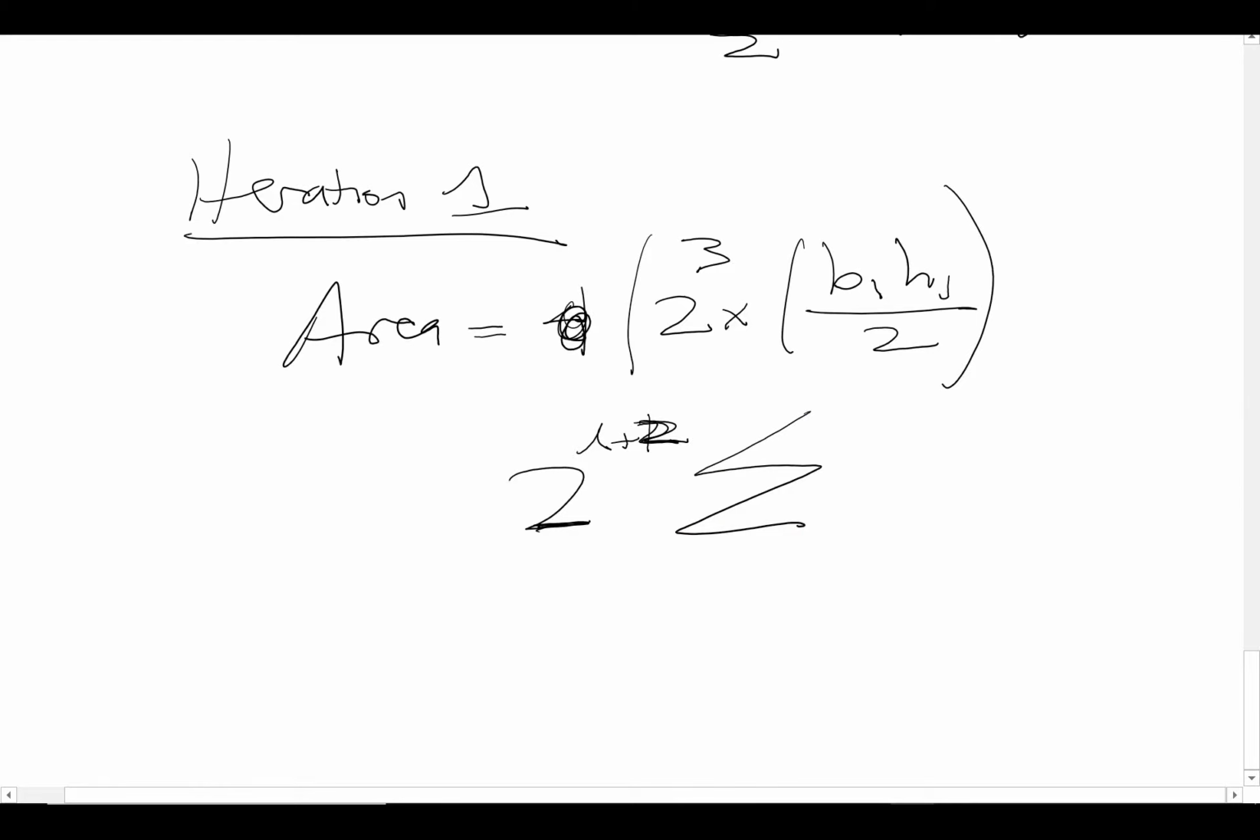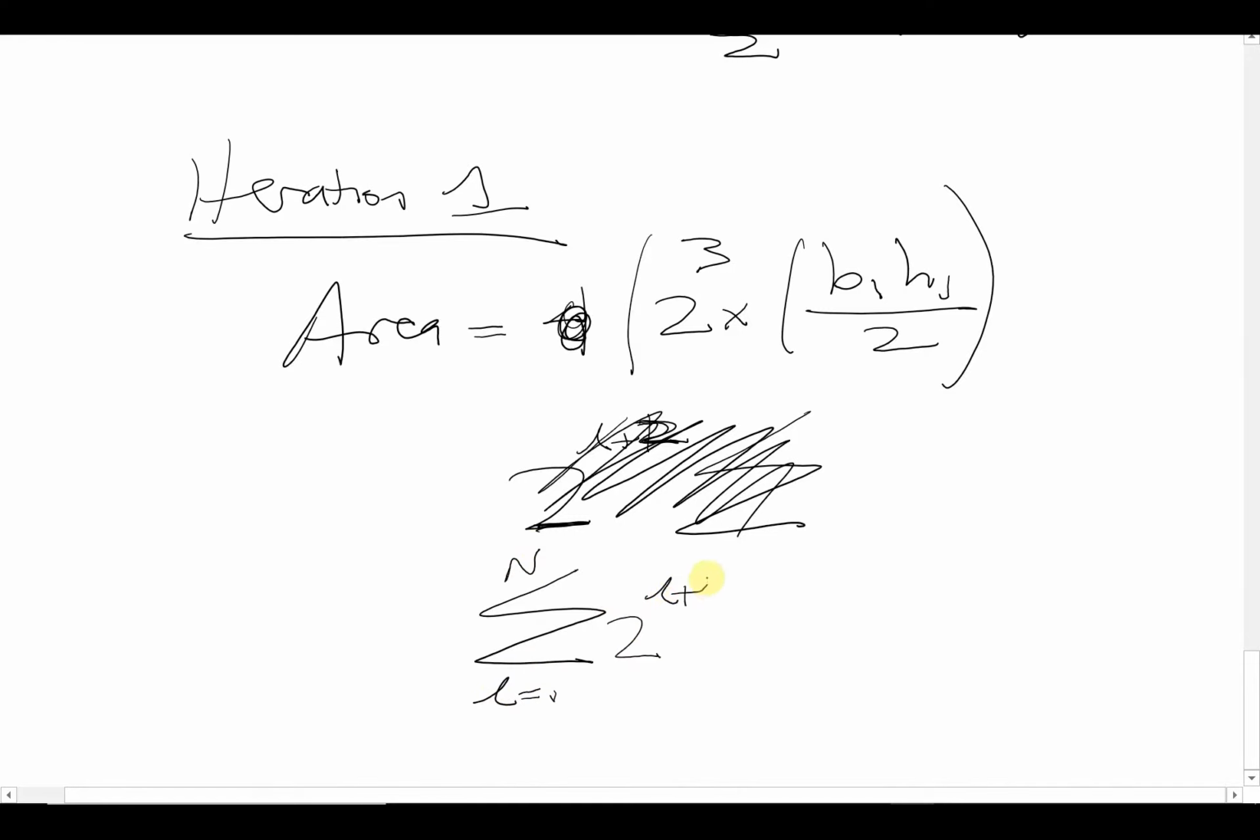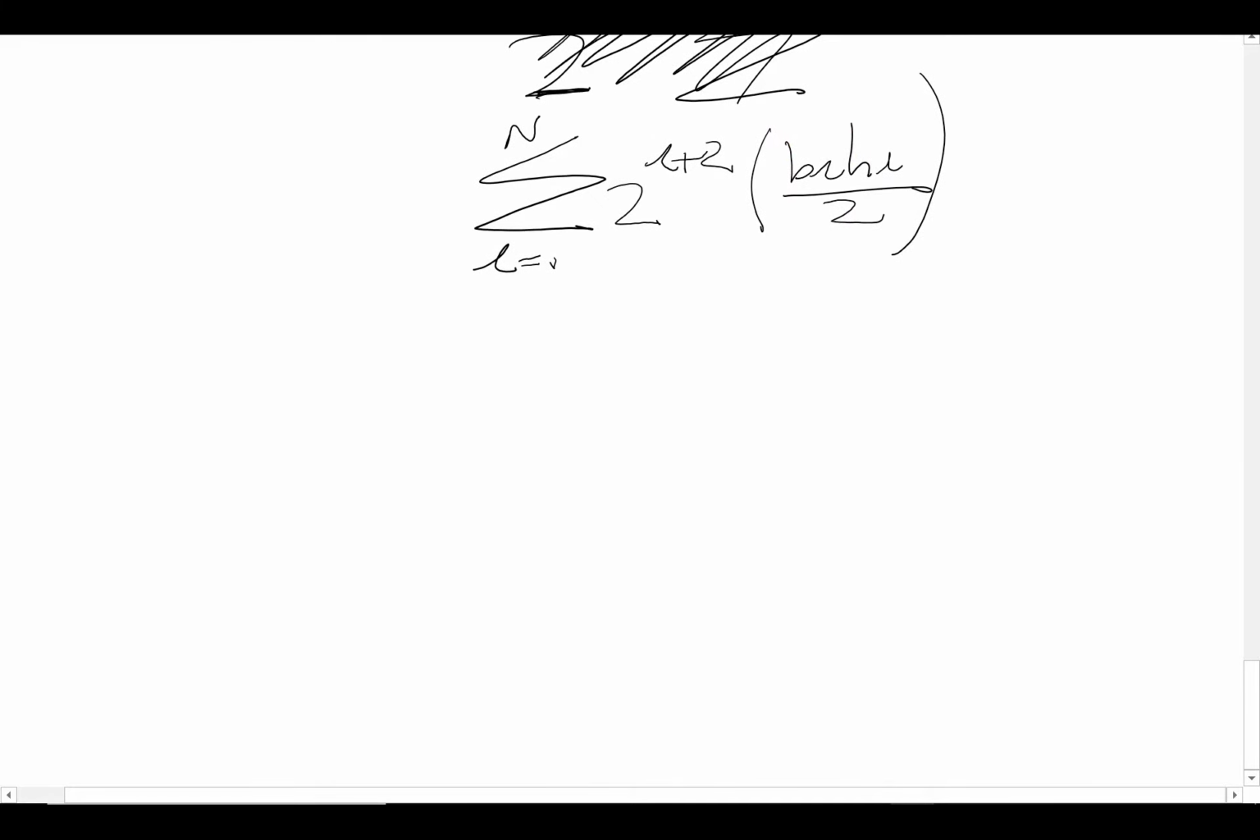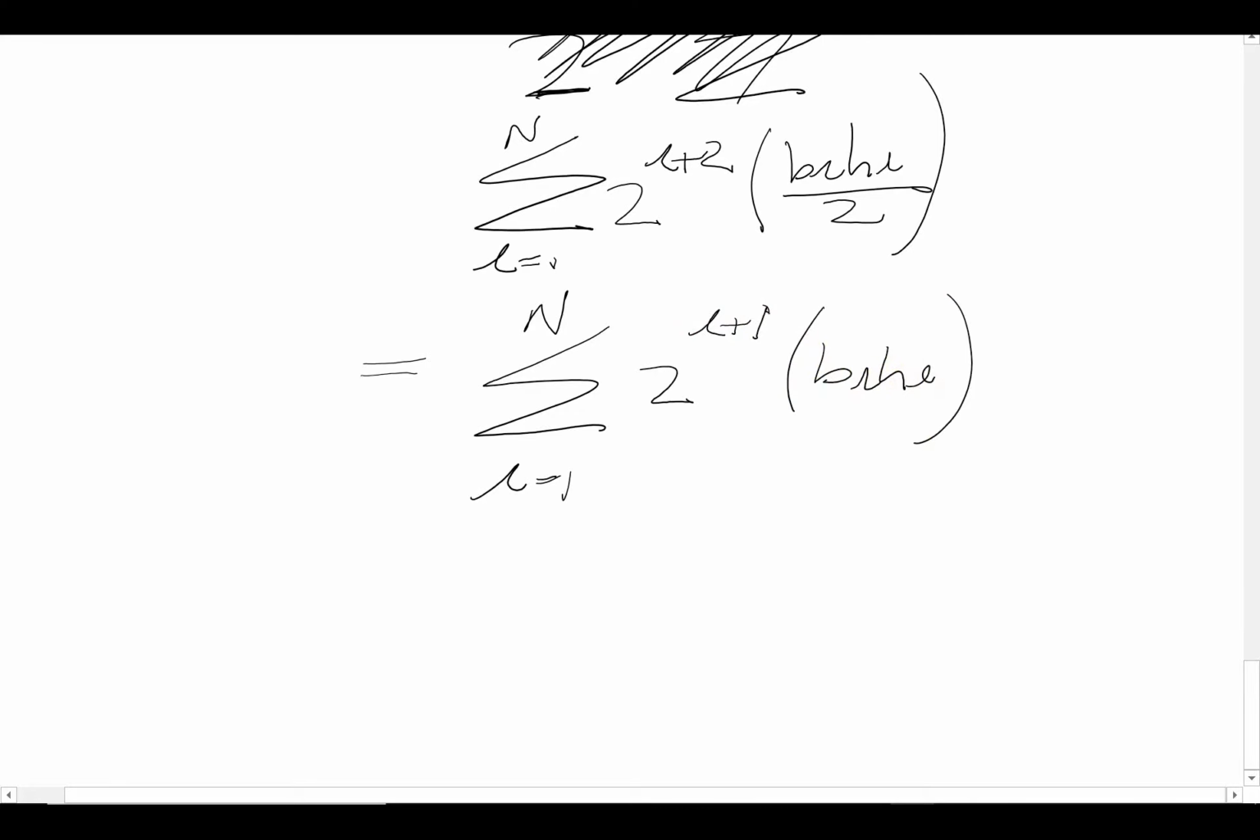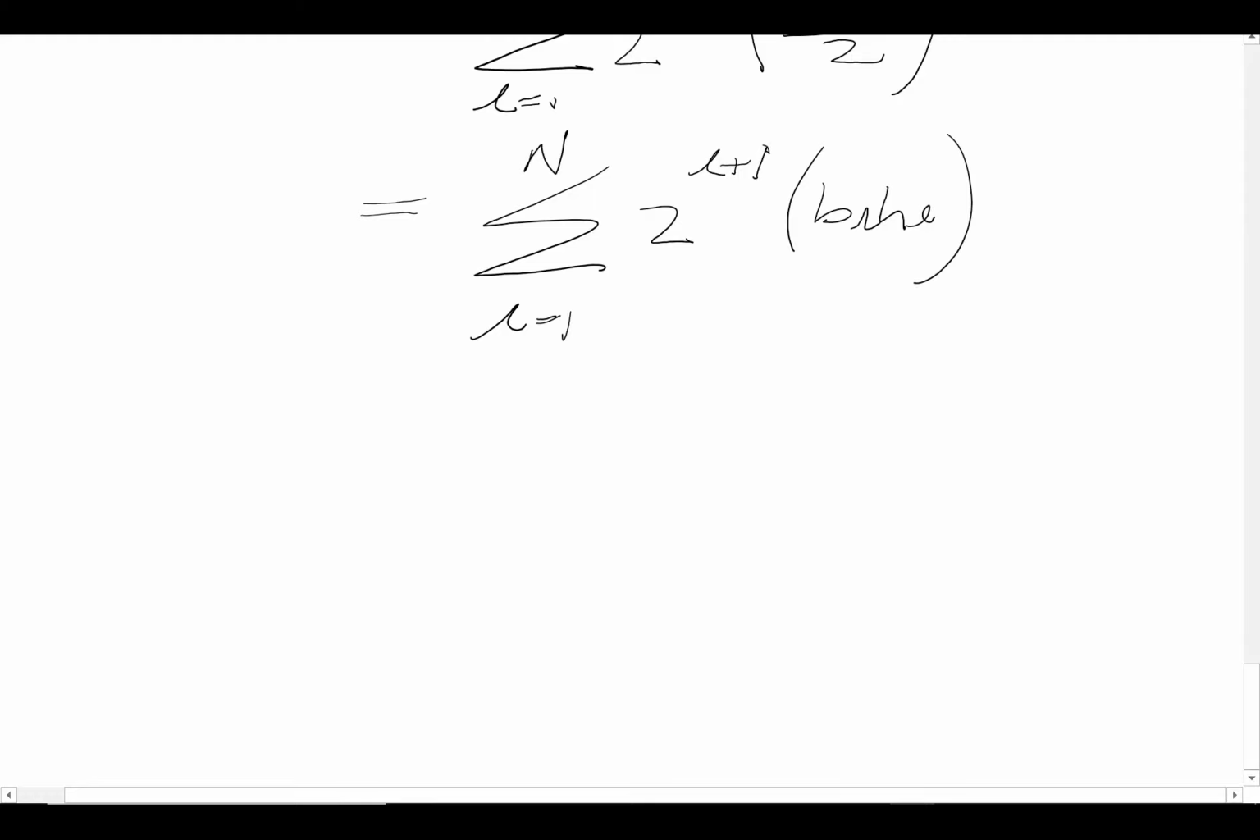and then you take the summation. The summation term got screwed up there. This should be the summation of i from 1 to n, 2 to the i plus 2, and then this is bi hi divided by 2. Now we divide it by 2, so basically you take the summation of i equals 1 to n. Because you divide by 2 in this, it becomes 2 to the i plus 1, bi hi.